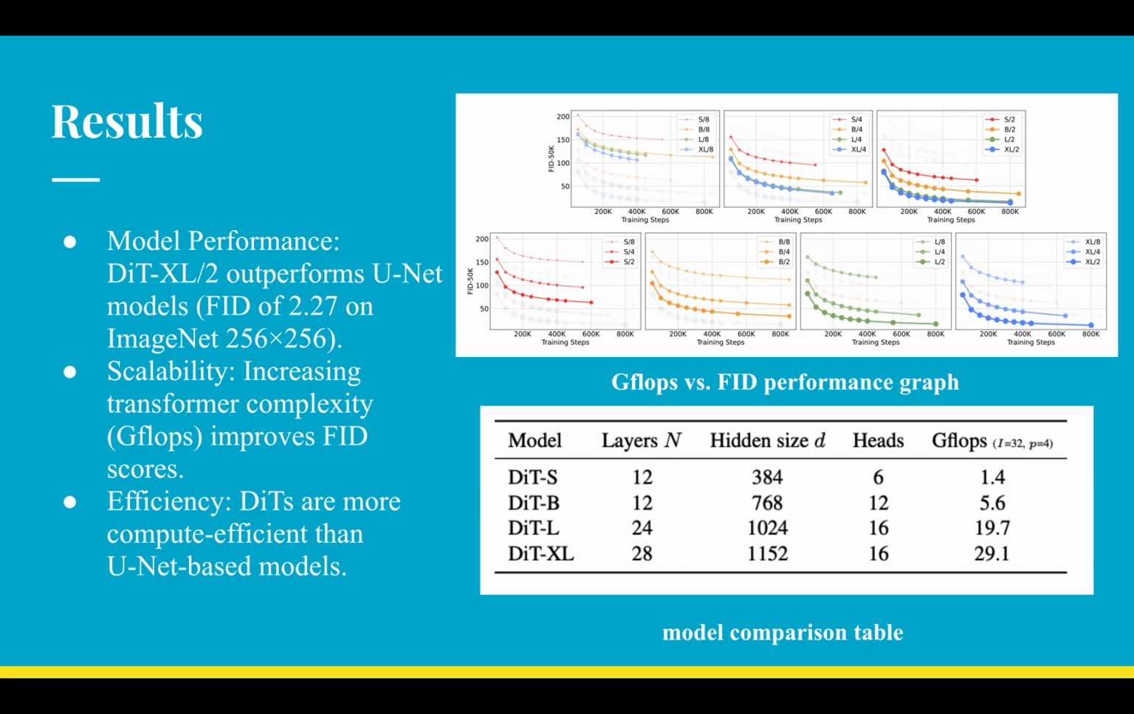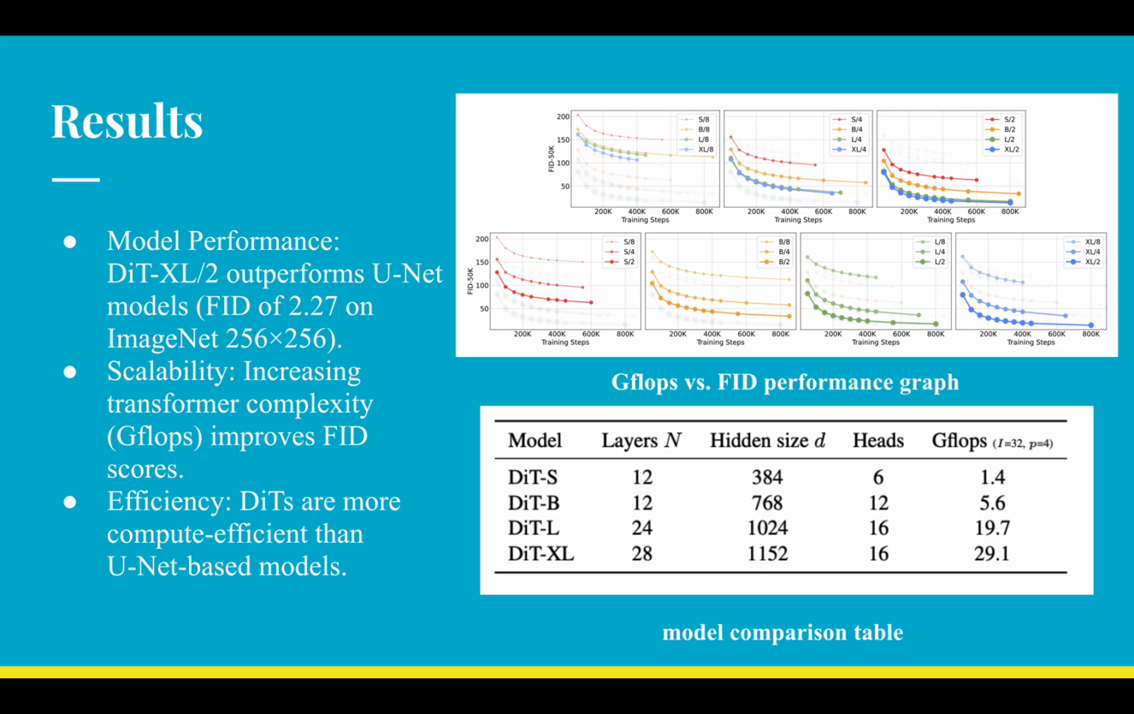And at the bottom, we can also see the model comparison table. This table has the DiT-S, DiT-B, DiT-L, and DiT-XL. DiT-S is the smallest model with 12 layers, a hidden size of 384, and it uses 6 attention heads. It only requires 1.4 GFlops, making it more computationally efficient, but it doesn't perform as well as the large models in terms of FID. On the other hand, we have the largest model, DiT-XL, which has 28 layers, a hidden size of 1152, and uses 16 attention heads. It requires 29 GFlops, but as we saw from the FID graph, it also achieves the best image generation.